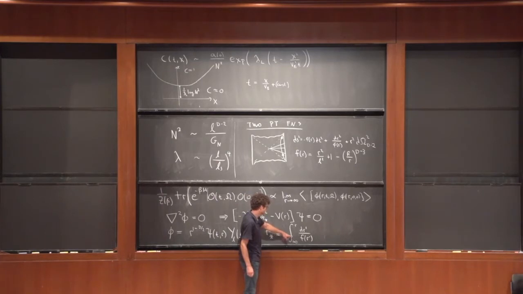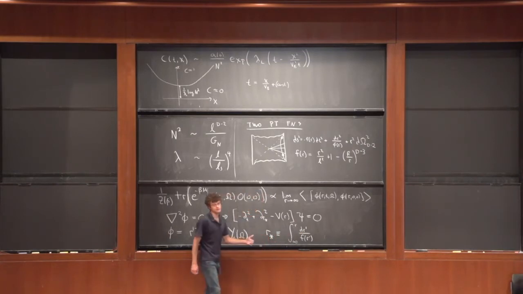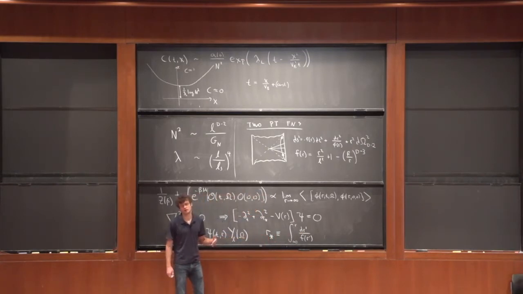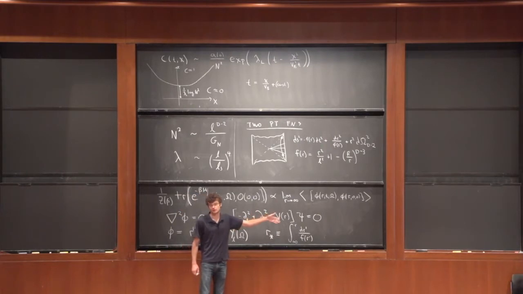So look at this formula here. Because f of r behaves like r squared for large r, this integral is convergent, so it makes sense to put one of the limits at infinity. But at the horizon, f of r vanishes, and we have a logarithmic divergence there. So r star is equal to minus infinity at the horizon, and it's equal to 0 at infinity. It runs between minus infinity and 0.